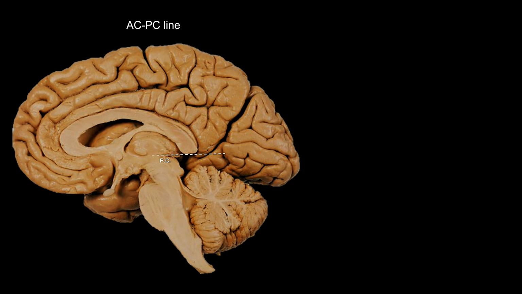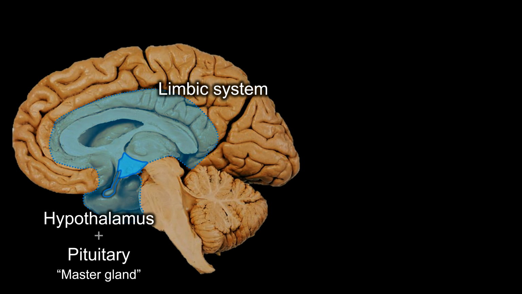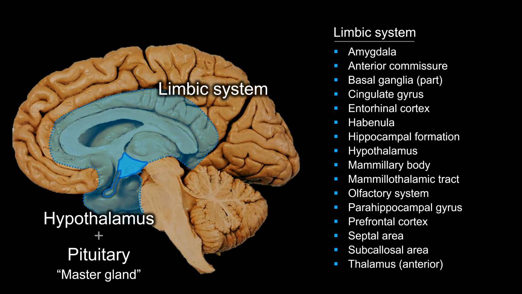Right underneath the massa intermedia, you can see this shallow groove right there, the hypothalamic sulcus or hypothalamic groove. That is a boundary between thalamus above and hypothalamus below. The hypothalamus is connected to the pituitary gland via the pituitary stalk. The pituitary gland, the so-called master gland. And this area right here is the limbic system.